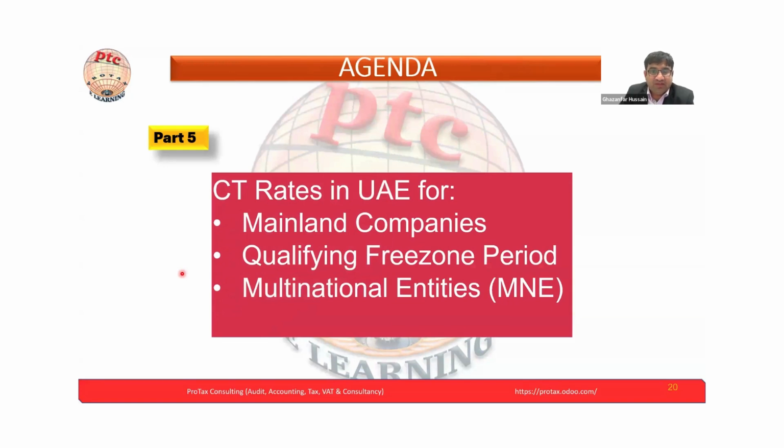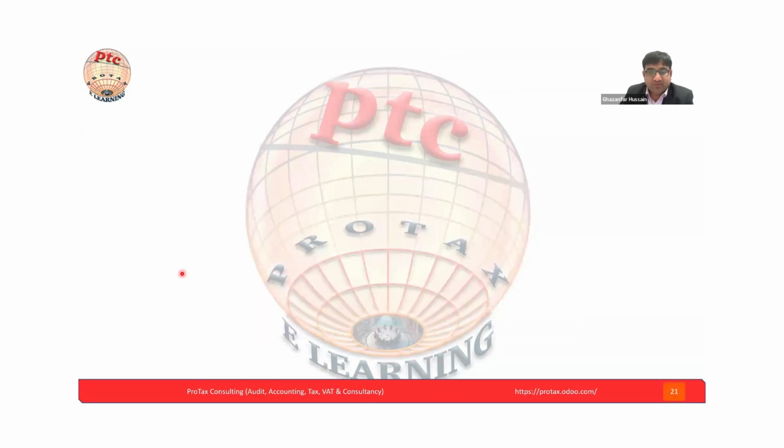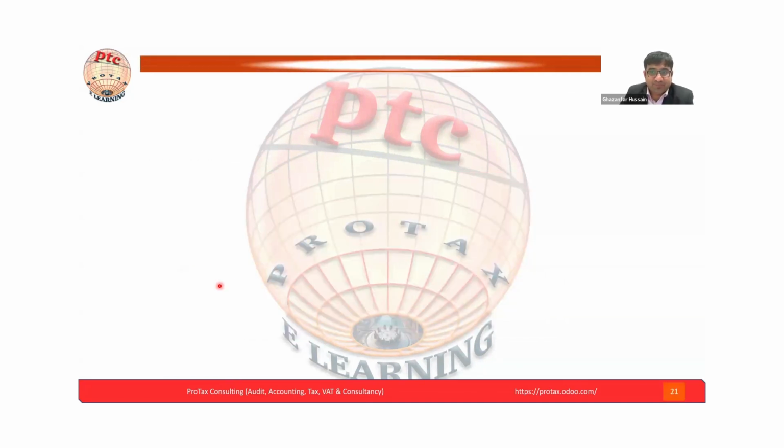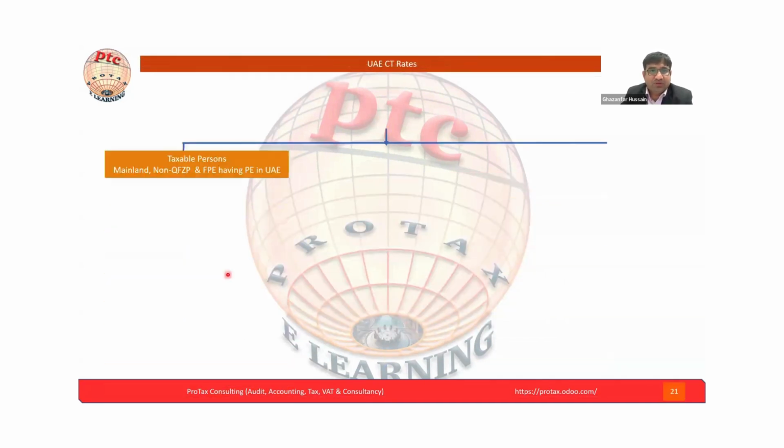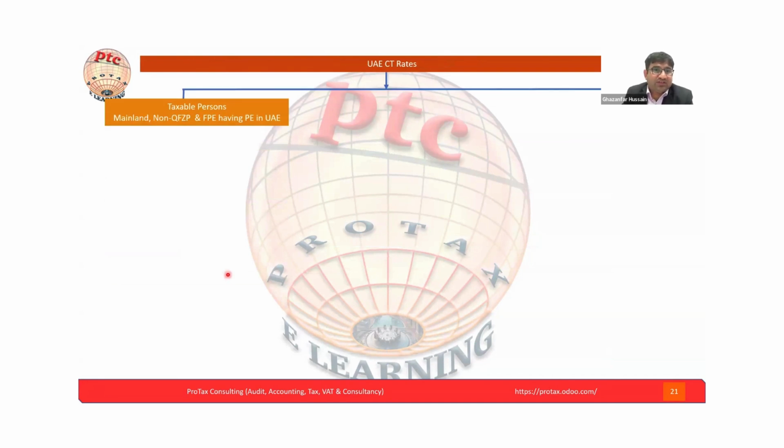City rate in UAE: mainland company, qualifying free zone, multinational company. Taxable person under the UAE corporate tax: mainland. Here is the important part we have to understand: a non-qualifying free zone person, even though a free zone person, is not qualifying, so it will be subject to 9%.